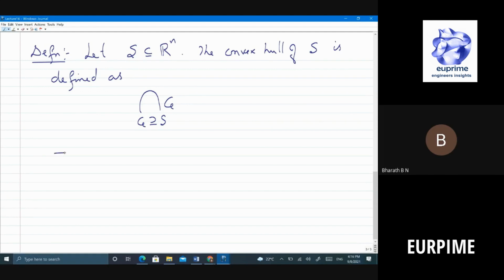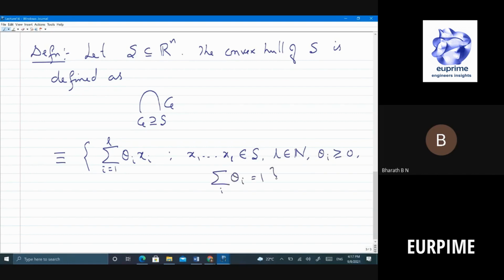Or equivalently, I can say, it is all those sum over i equal to 1 to L of theta_i x_i such that x_1 through x_L is contained in S. L is any natural number, right? And the theta_i's are all non-negative, and you sum these theta_i's, you will get 1. Well, remember what are the variables here? So you give me L, right? The number of points to pick. I take those many points, L number of points from the set.